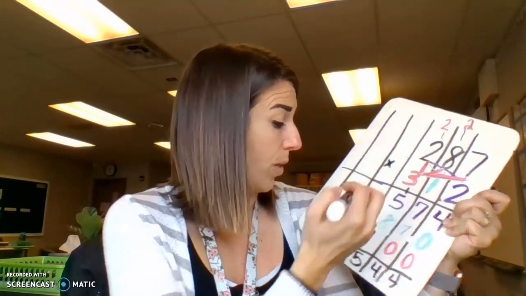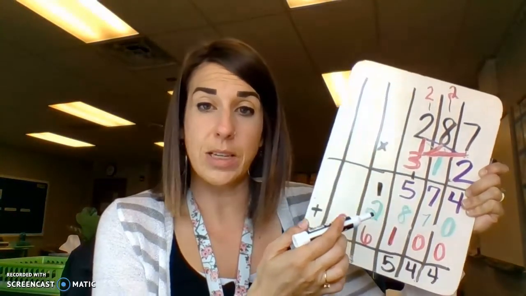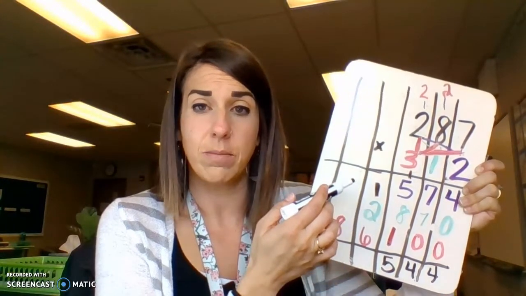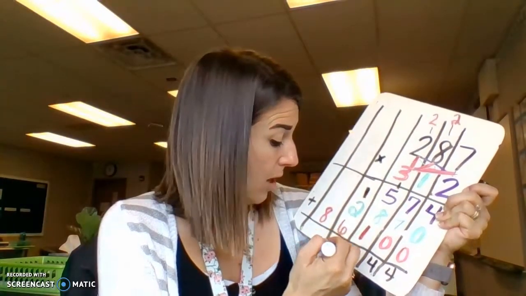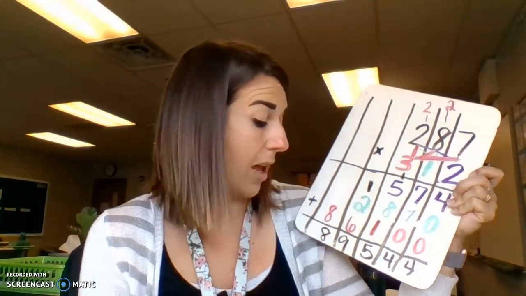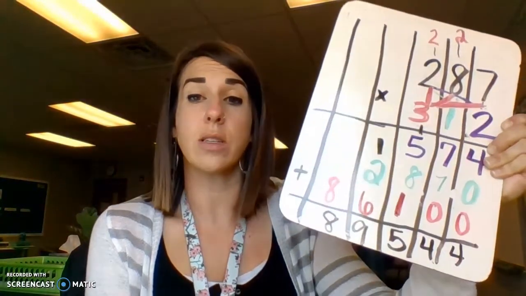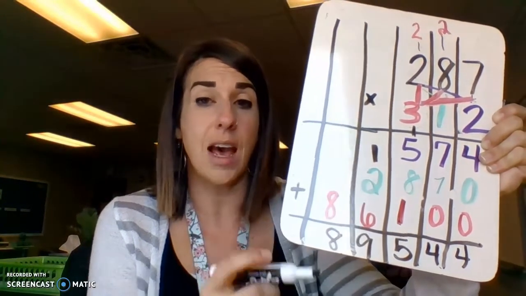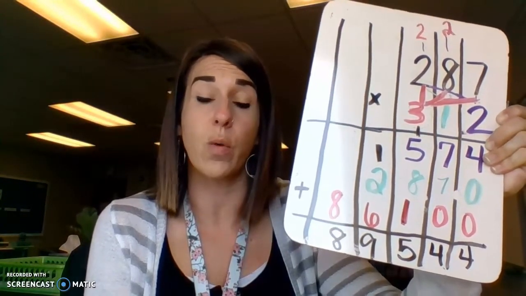I'm going to regroup that 1. 6 plus 2 is 8. Plus 1 is 9. And then there's nothing to add the 8 to there, so I'm just going to put the 8 at the bottom. So my answer is going to be 89,544.